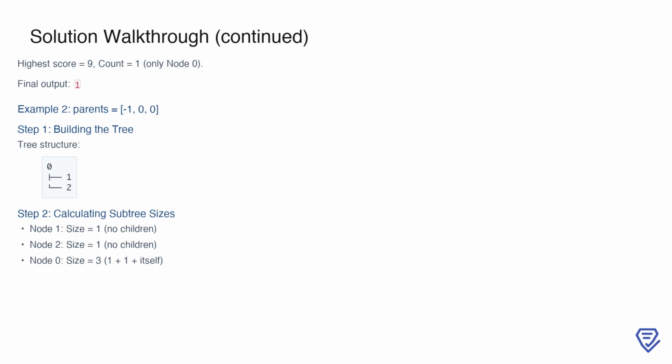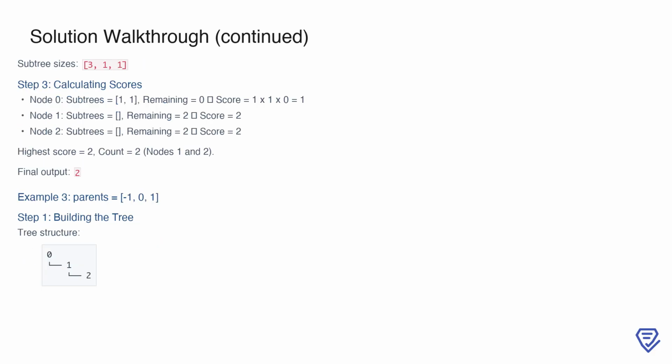Using the subtree sizes, we now calculate the score for each node based on the product of the sizes of its subtrees and the size of the remaining part of the tree. For the root node 0, its subtrees are of size 3 and 3, but there is no remaining part of the tree, so its score is 3 times 3 times 0, which equals 9. For nodes 1 and 2, each has subtrees of size 1 and 1, with a remaining tree size of 4, giving them scores of 4. Leaf nodes like 3, 4, 5, and 6 have no subtrees, but their remaining tree size is 6, so their scores are 6. The highest score is 9, achieved only by node 0. Therefore, the output for this example is 1, indicating one node with the highest score.